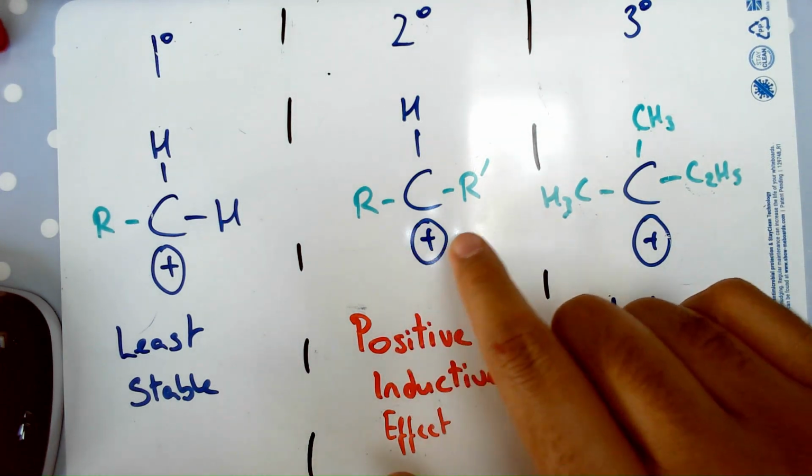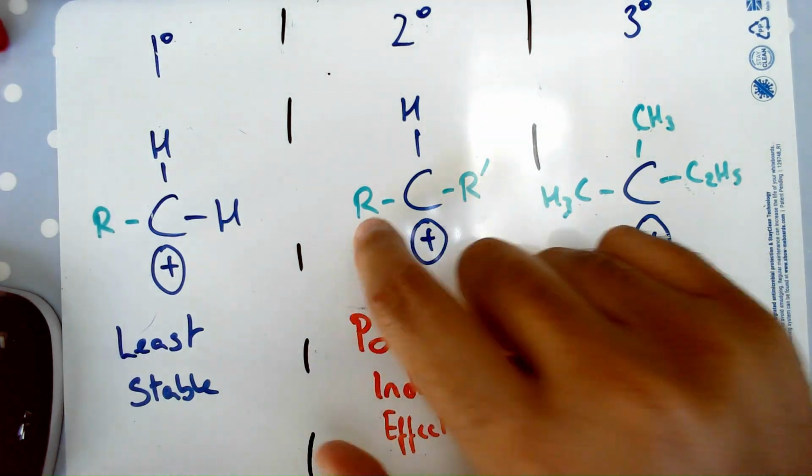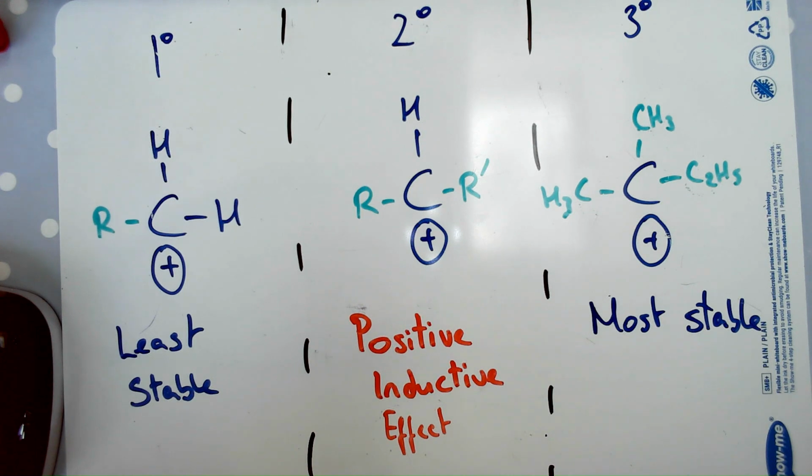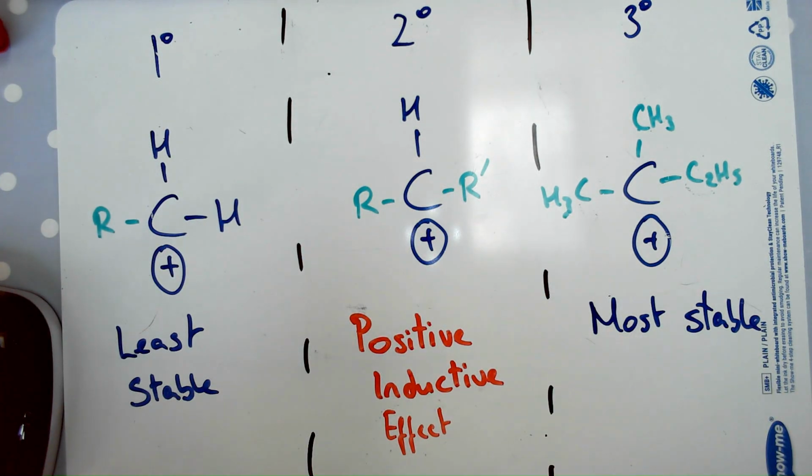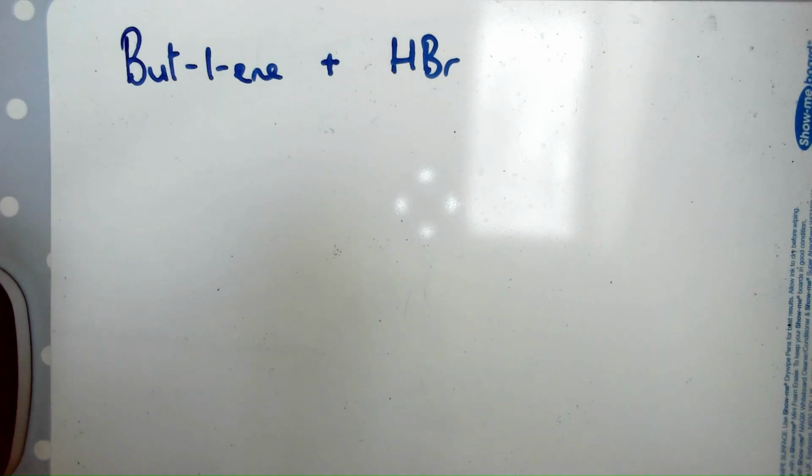This one has got fewer carbons that it's bonded to, these alkyl chains, and because it's got fewer carbons that it's bonded to, the charge is spread out over a smaller area. And then this one, the charge is spread out over an even smaller area, so it's less stable. It's more positive dense.